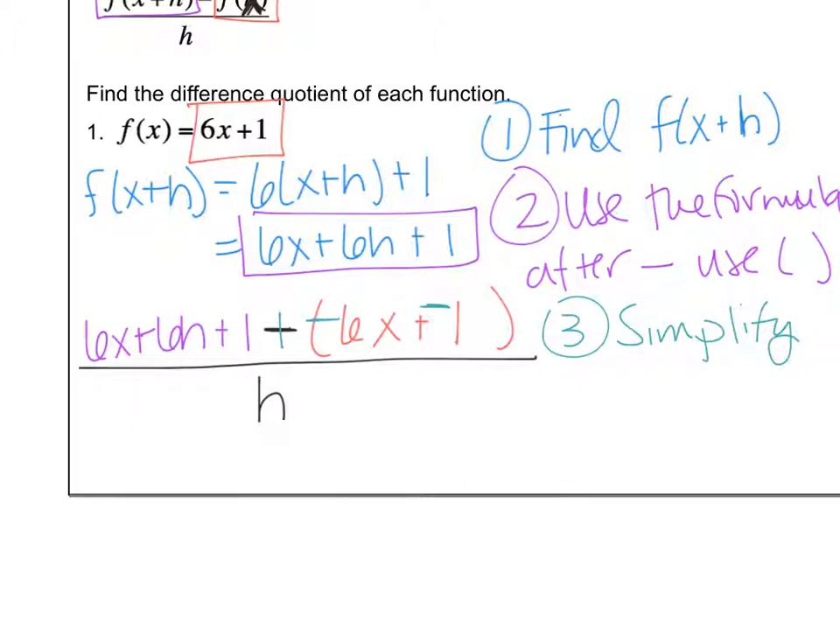Back it up. Do you see what cancels now that I distributed the minus sign? The 6x cancels, and the 1's cancel, don't they? You're going to see some stuff that cancels. That's what should happen. Because now all I have left is 6h over h. And what happens with the h's? They cancel out. So all I'm left with is 6. That's your answer.